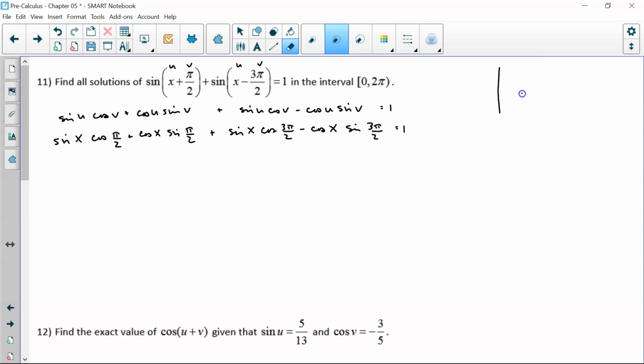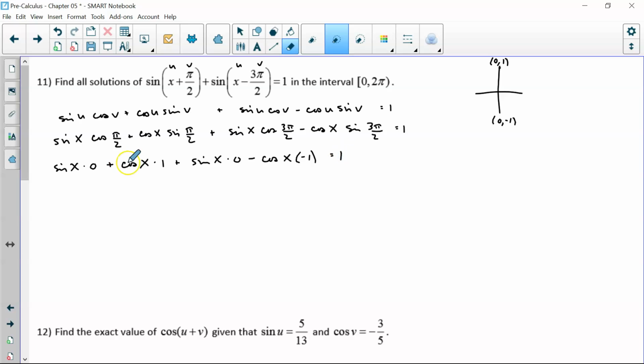Now pi over 2 is up here. That's at 0, 1. 3 pi over 2 is at 0, negative 1. So for the sine of x, we can't do anything. Now the cosine of pi over 2 up here, that is 0. Cosine of x, now the sine of pi over 2 is 1. Sine of x, the cosine of 3 pi over 2 is down here, that's 0. Minus the cosine of x, now the sine of 3 pi over 2 is negative 1.